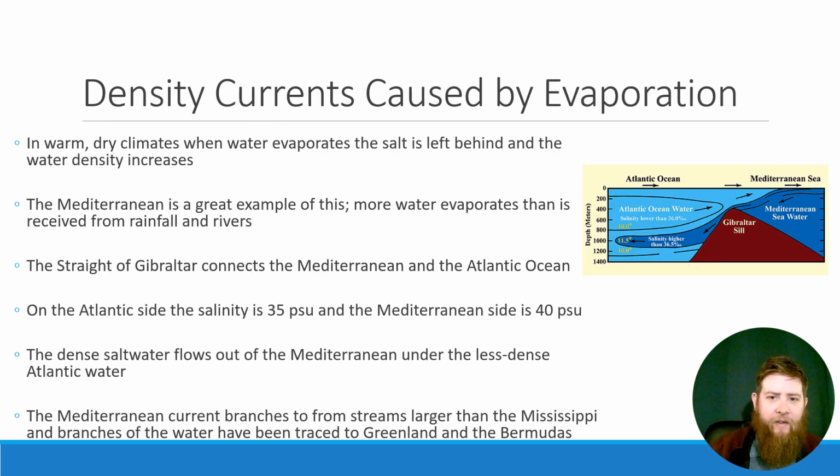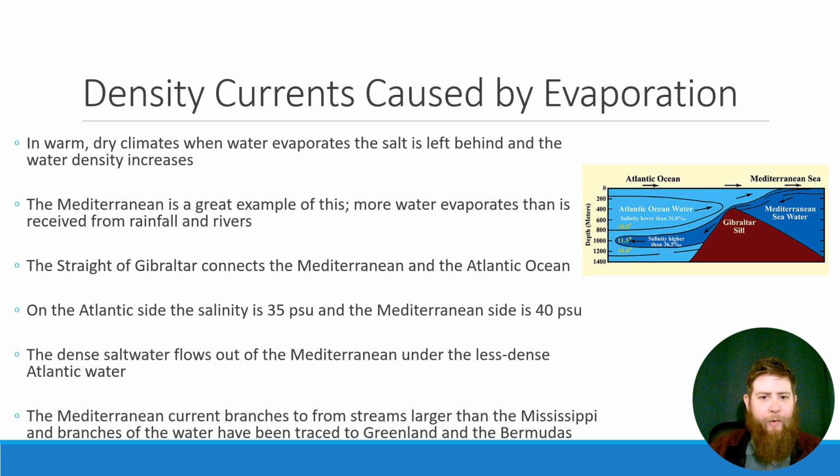Another way that we can get density currents is they can be caused by evaporation. When we have warm, dry climates, when the water evaporates, it leaves the salt behind, and the water density increases. So areas that have more evaporation than precipitation can get this. The Mediterranean itself is a really great example, as it has more water evaporating than is receiving from rainfall and rivers.